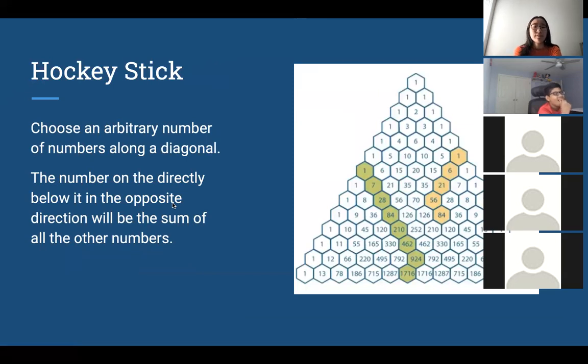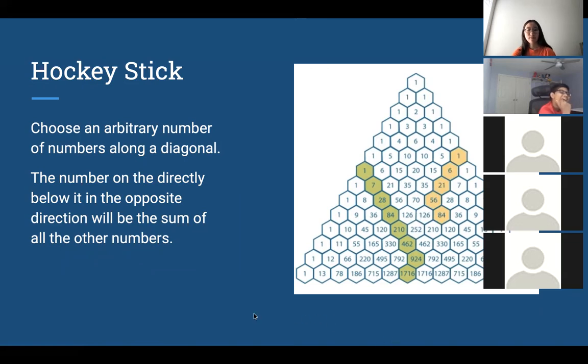Okay, here's another interesting pattern. We choose some numbers along a straight diagonal going down, like 1, 6, 21, 56. And then the number directly below it in the opposite direction is going to be the sum of all those numbers. So here's our diagonal, and the number directly below it in the opposite direction of the diagonal is 84. 84 is the sum of all of these numbers right here.